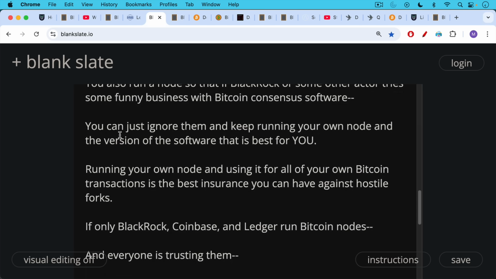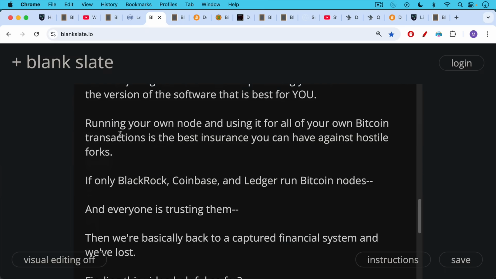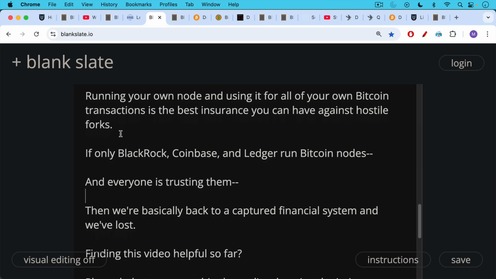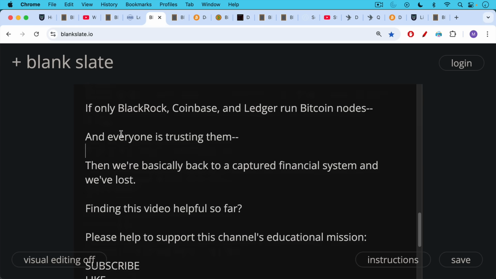And if we end up in a world where only BlackRock, Coinbase, and Ledger run Bitcoin nodes, or just a small number of large corporations like this, and everyone's trusting them, then we've basically lost this experiment. We failed, and we're back to a captured financial system. So that's why it's very important that everyone participates and uses their own nodes.